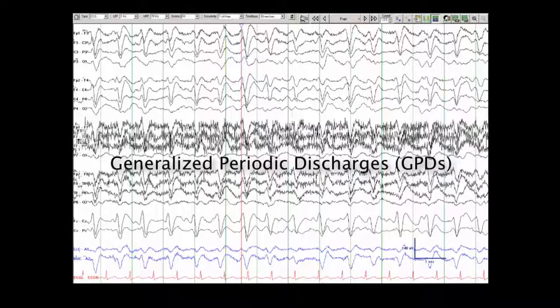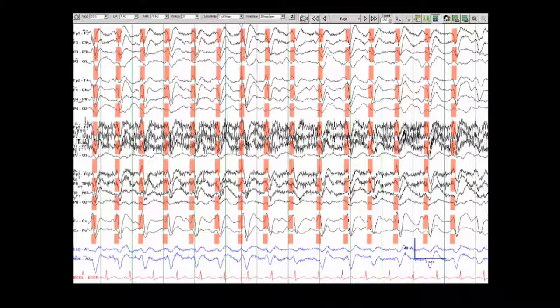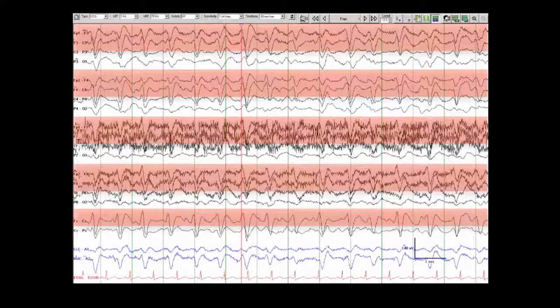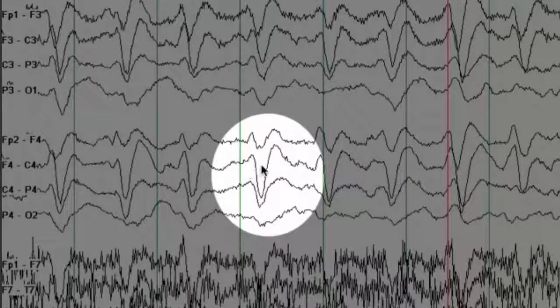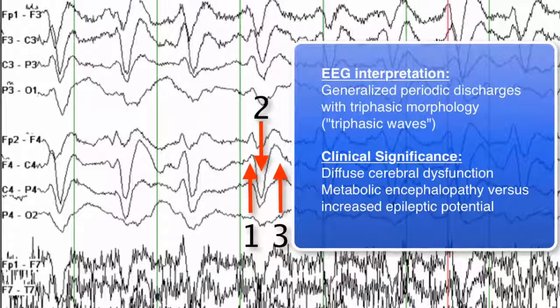Here is an example of generalized periodic discharges. You can see that there are regular, sharply contoured discharges occurring approximately once a second. They are maximal in the frontal regions bilaterally. If we look very carefully at some of these discharges, we can see that they have a very characteristic morphology. For example, if we look at this discharge in the F4-C4 channel, we can see that there is an initial negative deflection, followed by a very large, broad, positive deflection, followed by a third lower voltage but still broad negative deflection. We would call these generalized periodic discharges with a triphasic morphology because of these three phases.